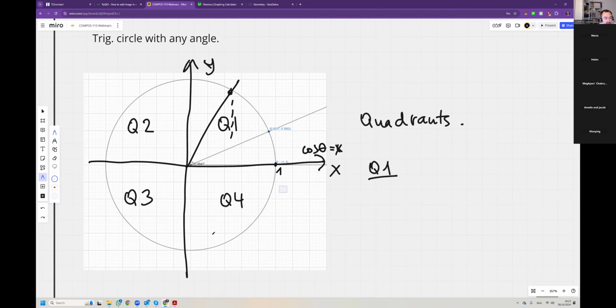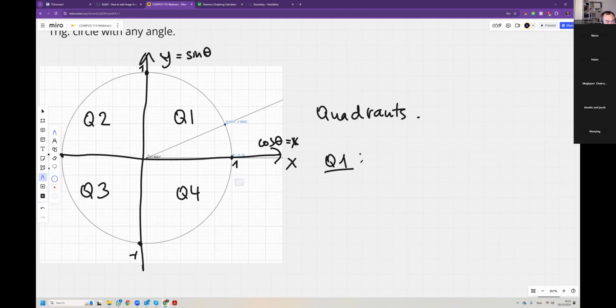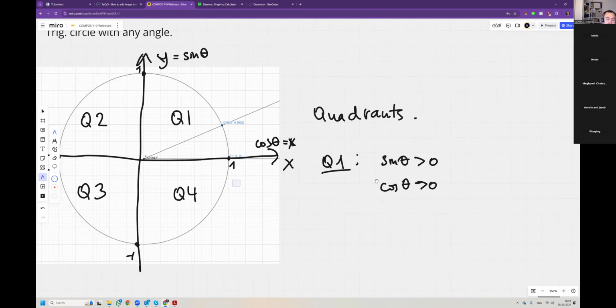I won't overcomplicate things here, but okay. Cosine x, and this axis is sometimes called the sine axis, sine theta axis. So it goes from -1 to 1, and cosine goes from -1 to 1 as well. In quadrant 1, sine theta is positive, and cosine theta is positive.